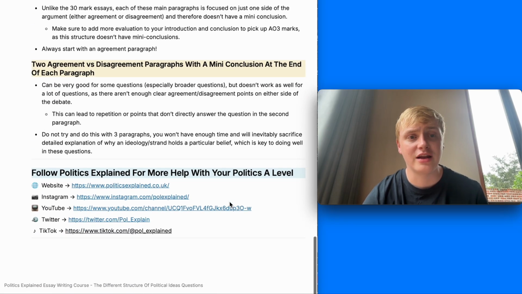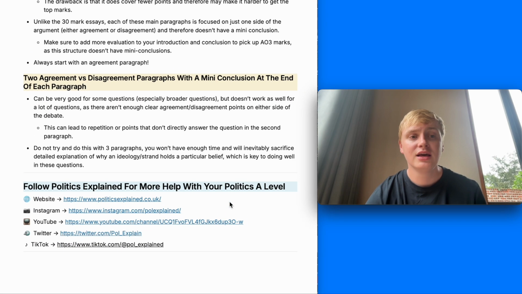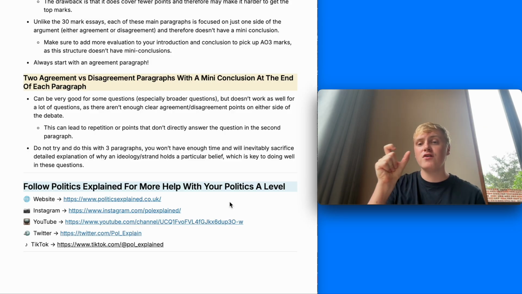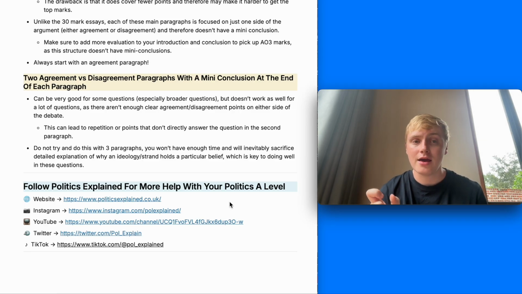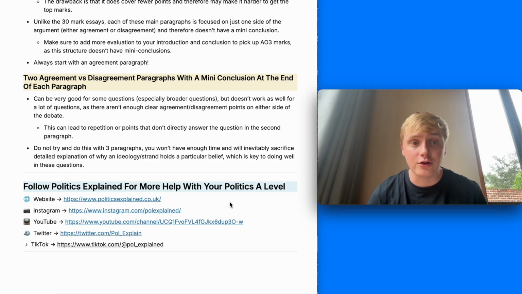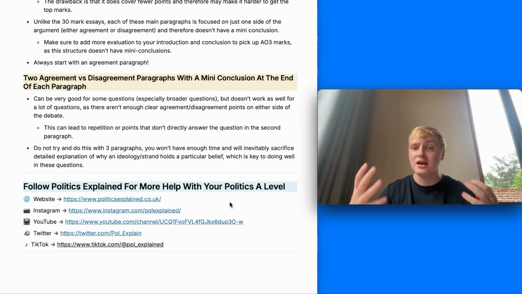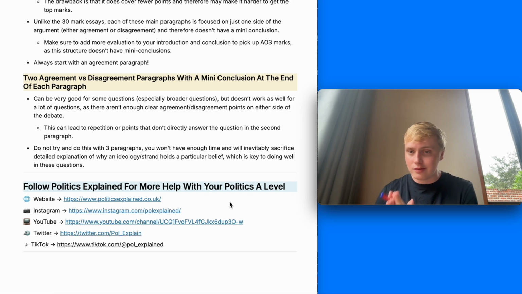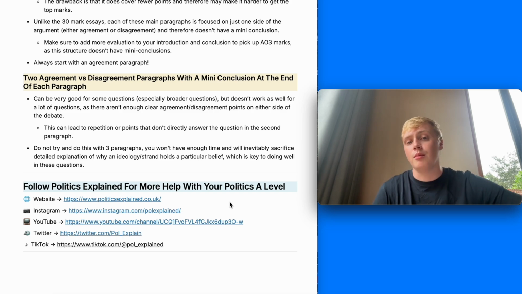The final structure then, which I've seen quite a few teachers recommending, is doing effectively similar to the 30-mark essays: two paragraphs of agreement versus disagreement and a mini conclusion at the end. So two of those. I think this can be really good for some questions, especially broader questions. And if you're confident in it and been practicing it for a while, can do it well, definitely stick with it. Don't stick to the structure that I recommend.